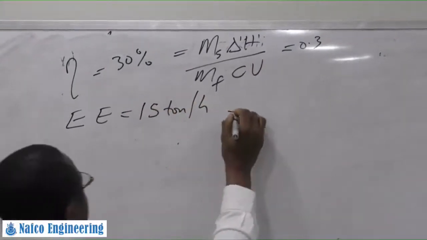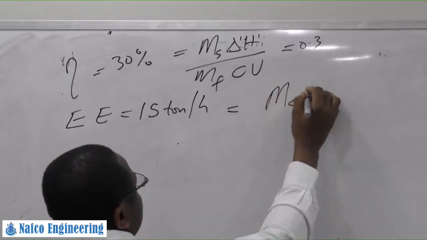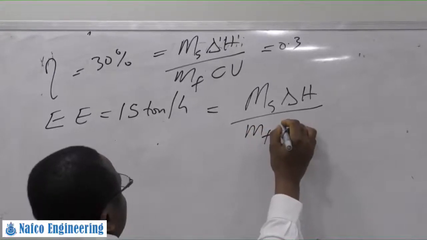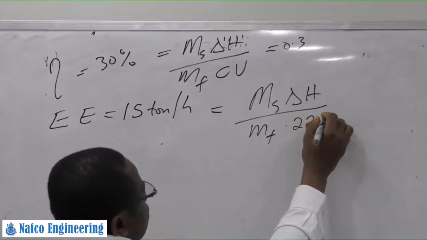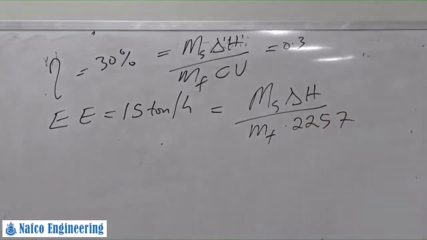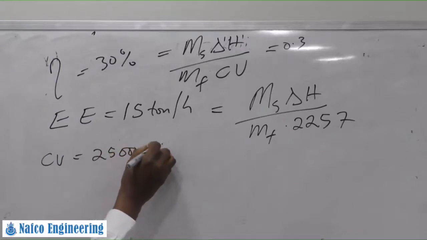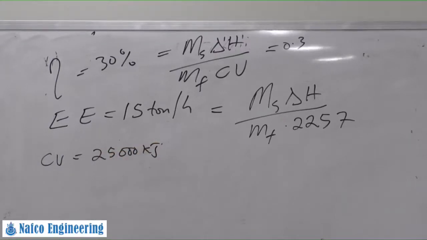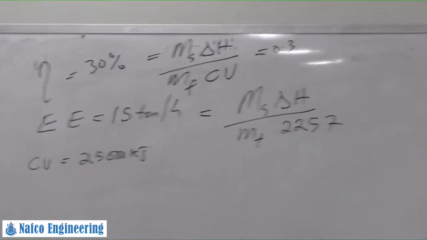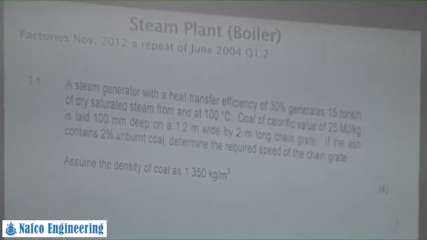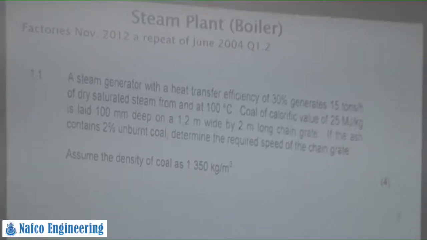And we say that EE is MS delta H all over MF, with 2257, right? Okay. And the CV is 25,000 kilojoule per kilogram, right?